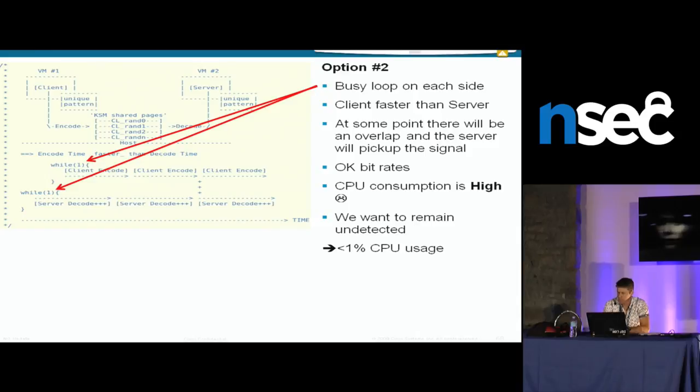The problem with this implementation is super high CPU utilization. I mean, anybody that monitors the system will detect that there is something wrong going on, right? So ideally, we would like to stay below 1% of CPU usage. But I'd say that 1% is still high. With the new technology I'm using, it's more like 0.1%.